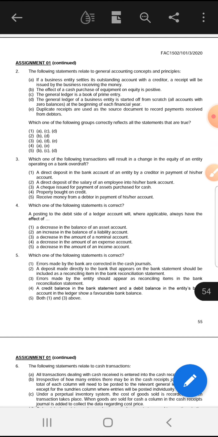And then for number E, duplicate receipts are issued to record the payment from the debtor. So debtors are given the original receipt, and the business will issue a duplicate. We will use the duplicate, meaning they will retain one in their business and issue one to the debtor.